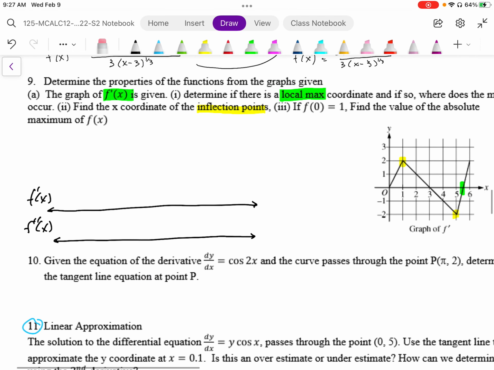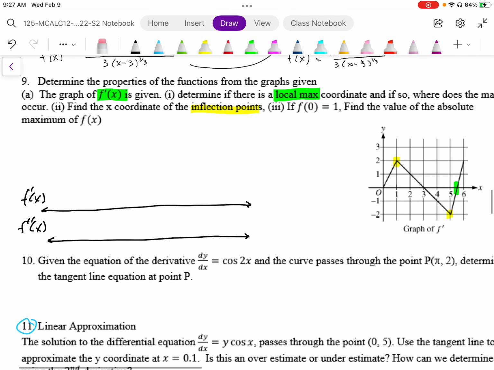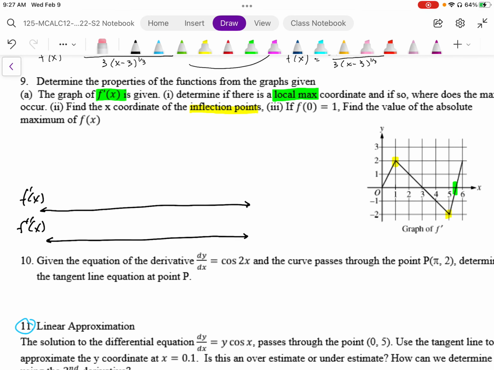For part 1, determining the local max coordinate, we just need to look at the slope values, or the y values of the slope graph. I want to see where the slope changes, which is where it hits zero. It hits a 0 here, here, and here. So at 0 we have 0 slope, at 3 we have 0 slope, and at about 5.5 we have 0 slope.